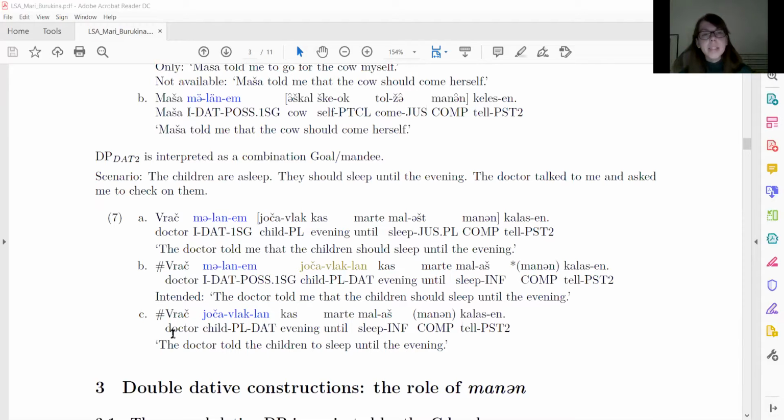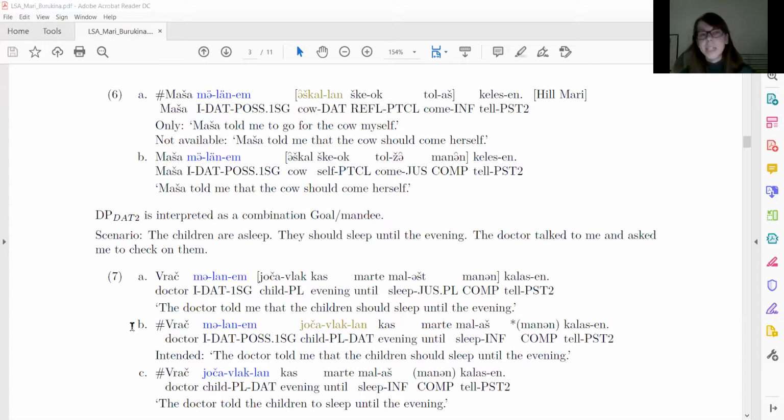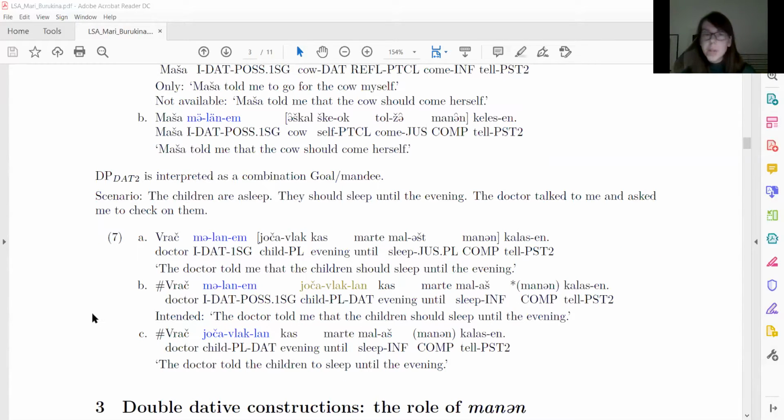And in addition to this, we can also demonstrate that this DP dative, for example, does not pass idiom chunk tests, right? Which is also commonly used to distinguish between, let's say, control and raising. Unfortunately, I don't have time to show you the examples, but I have them in the appendix.